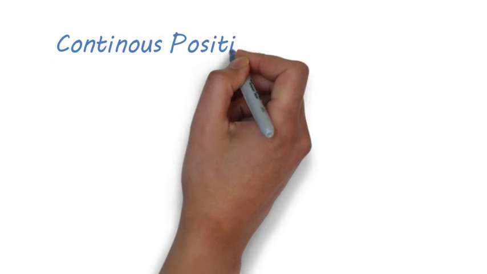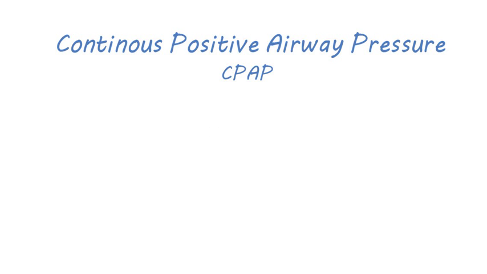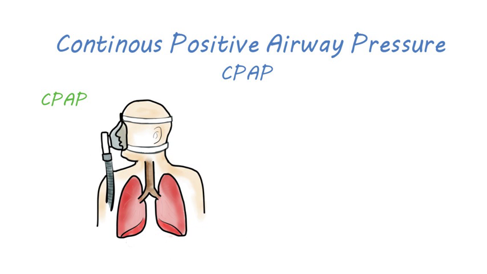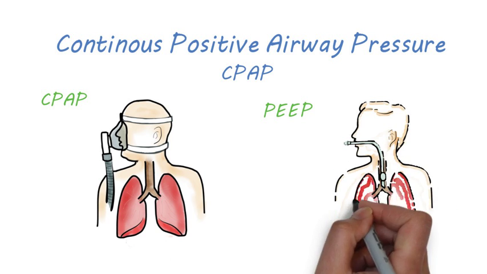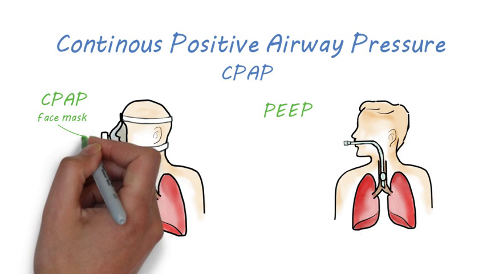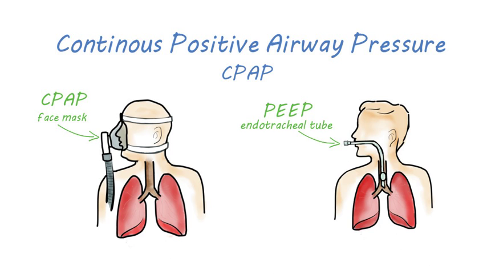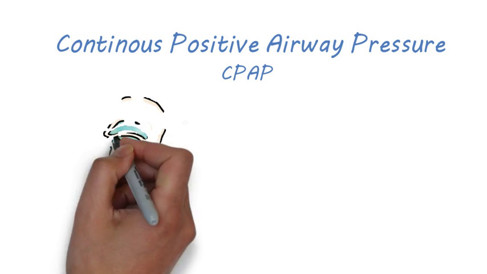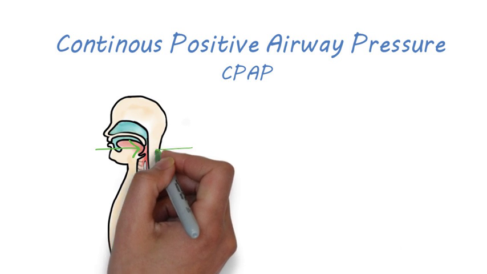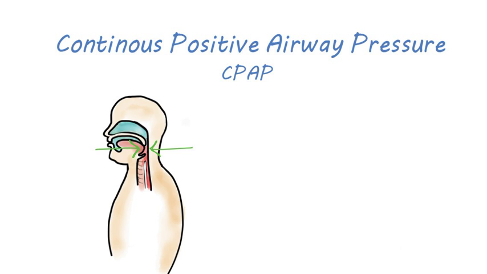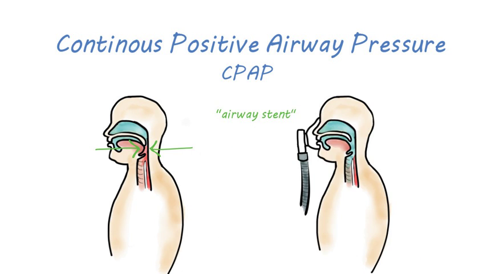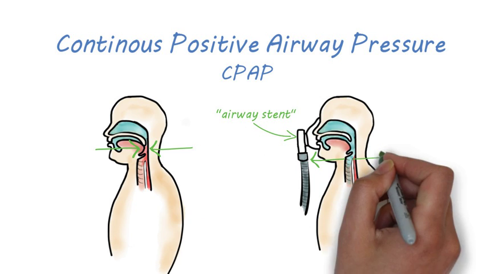Many of you are familiar with or have heard of the concept of CPAP. CPAP is continuous positive airway pressure applied to a non-intubated patient via an external face mask. CPAP is the same as PEEP, except CPAP is applied via face mask and PEEP is applied via an endotracheal tube. CPAP is most often used in patients with obstructive sleep apnea who have collapse of their airway soft tissues during sleep, leading to airflow obstruction. CPAP has been described as an airway stent to keep these tissues from collapsing.